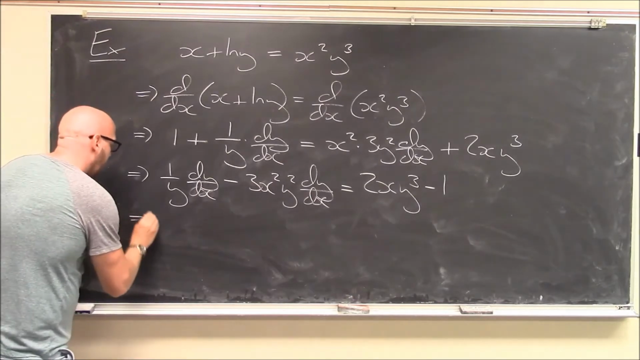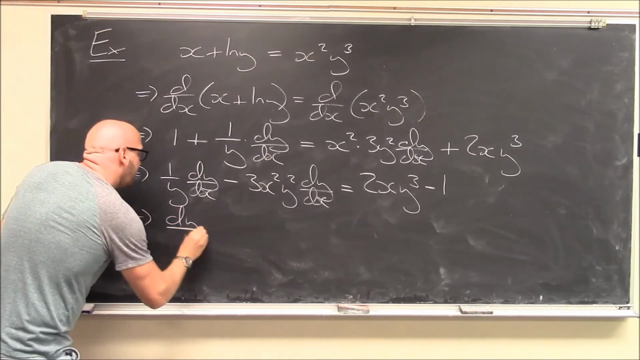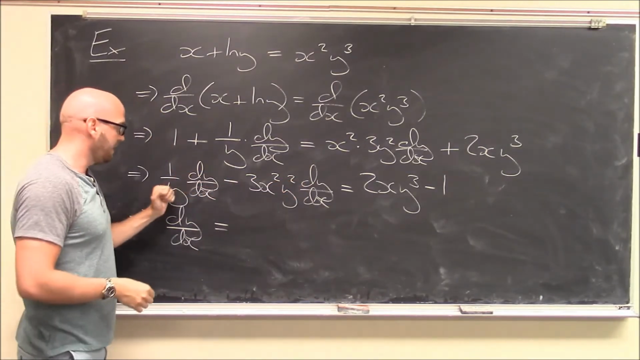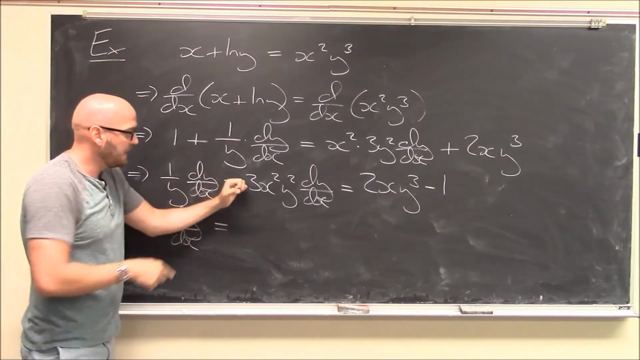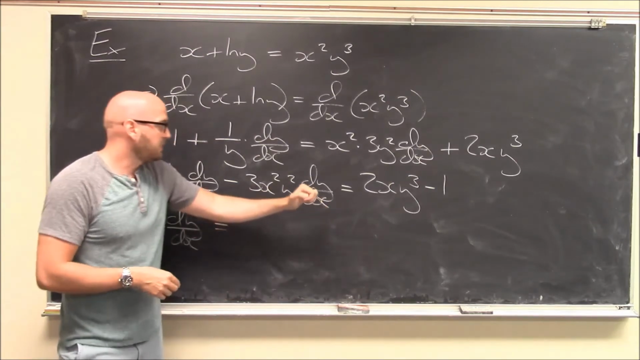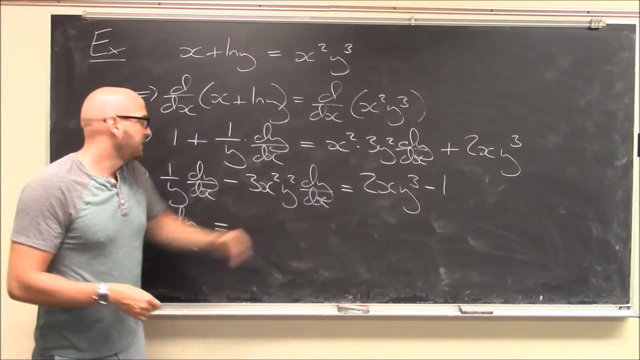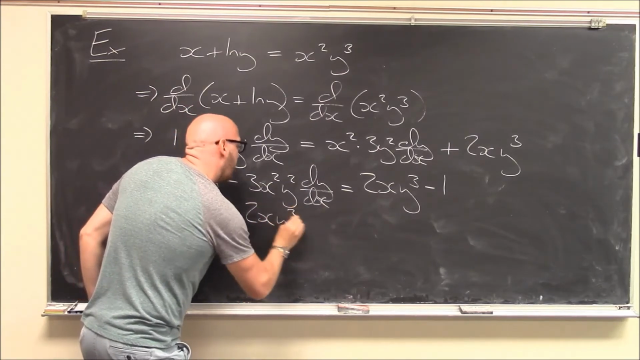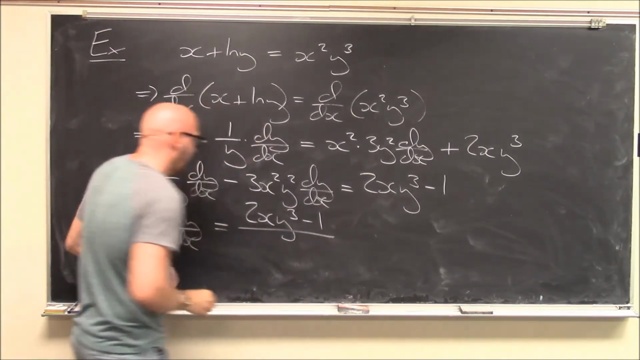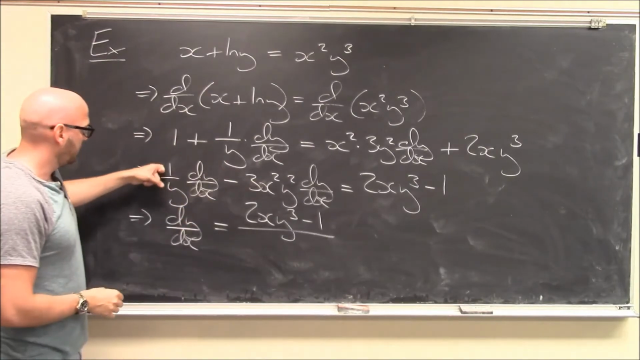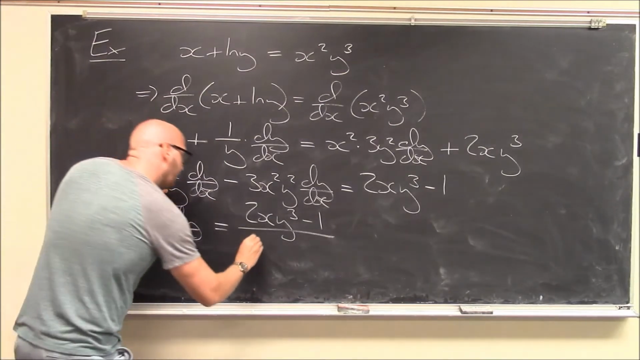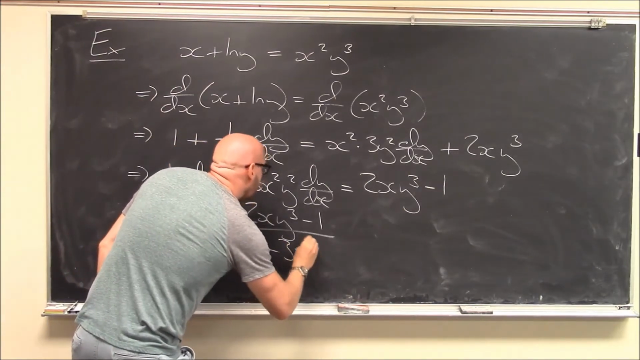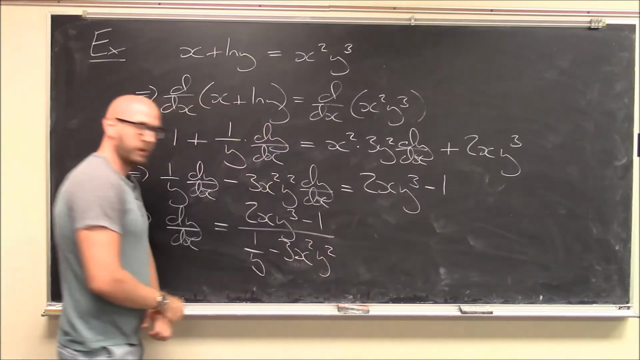And I'm going to do this all in one go here. What does dy/dx equal? Well, I'm going to factor it out. So I've got dy over dx times 1 over y minus 3x squared y squared, and then we're going to divide by that. So we're going to have the right-hand side 2xy cubed minus 1 divided by this factor. So what did we factor out? 1 over y minus 3x squared y squared.